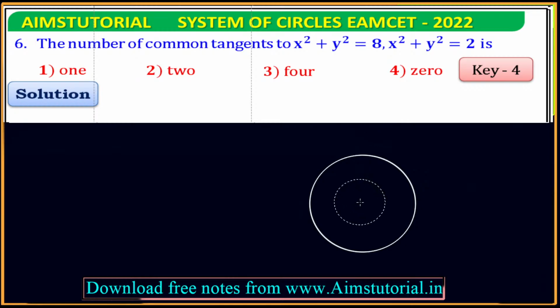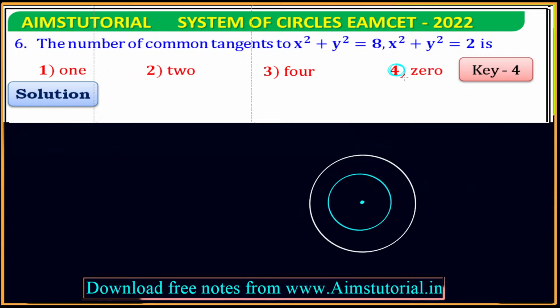Another circle is also centered at (0, 0), and radius is root 2. Both circles have the same center, which means the circles are concentric. If circles are concentric, one circle lies inside the other circle. So the number of common tangents is 0, since one lies inside the other circle. Therefore, the number of common tangents is 0.